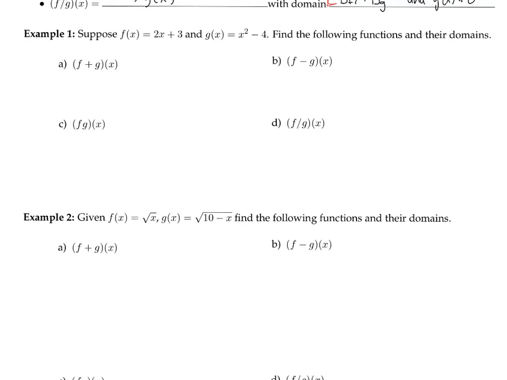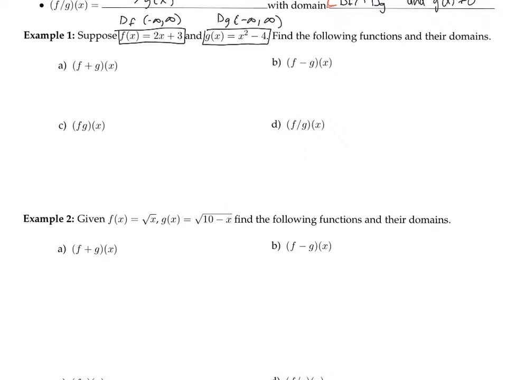Okay, so this one is a pretty simple one to start with. The domains are also simple. What is the domain of 2x plus 3? Are there any numbers that you can't put into that? No. So the domain of f is negative infinity to infinity, all real numbers. How about x squared minus 4? Nope. So the domain of g is negative infinity to infinity.